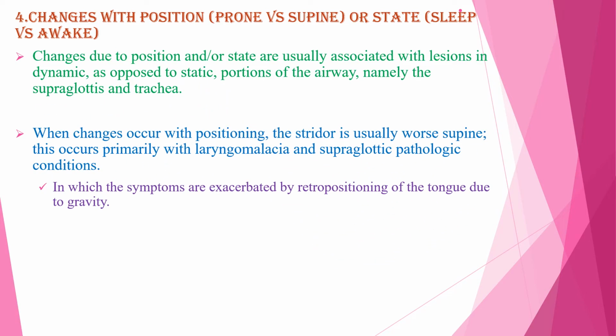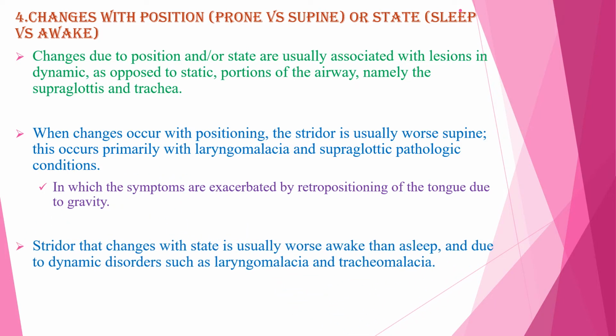When changes occur with positioning, the stridor is usually worse supine. This occurs primarily with laryngomalacia and subglottic pathologic conditions. So, if stridor is worse with the infant in the supine position, that might be due to laryngomalacia or supraglottic pathologic conditions. In this case, the symptoms are exacerbated by retropositioning of the tongue due to gravity.